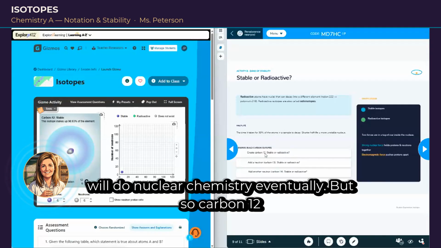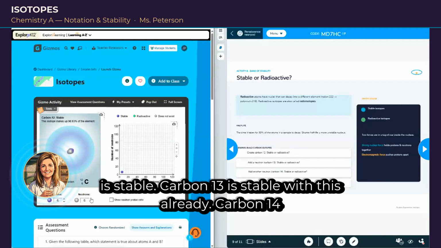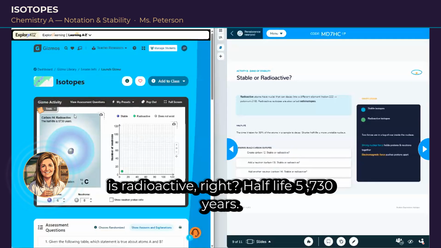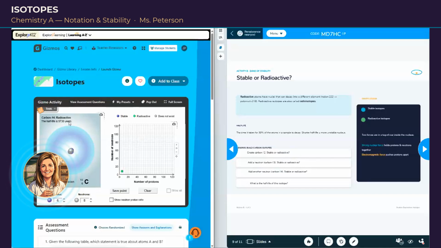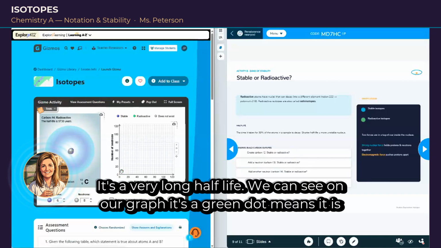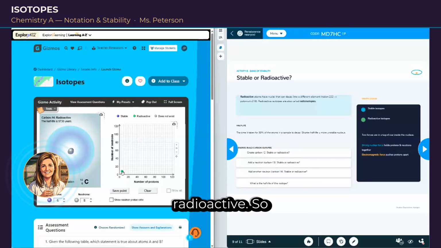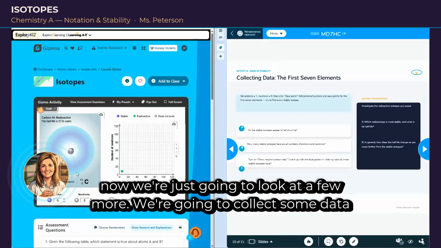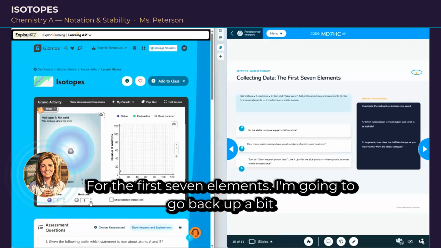But so carbon-12 is stable. Carbon-13 is stable. We looked at this already. Carbon-14 is radioactive, right? Half-life 5,730 years. It's a very long half-life. We can see on our graph, it's a green dot, which means it is radioactive. Okay. So now we're just going to look at a few more. We're going to collect some data here for the first 7 elements.